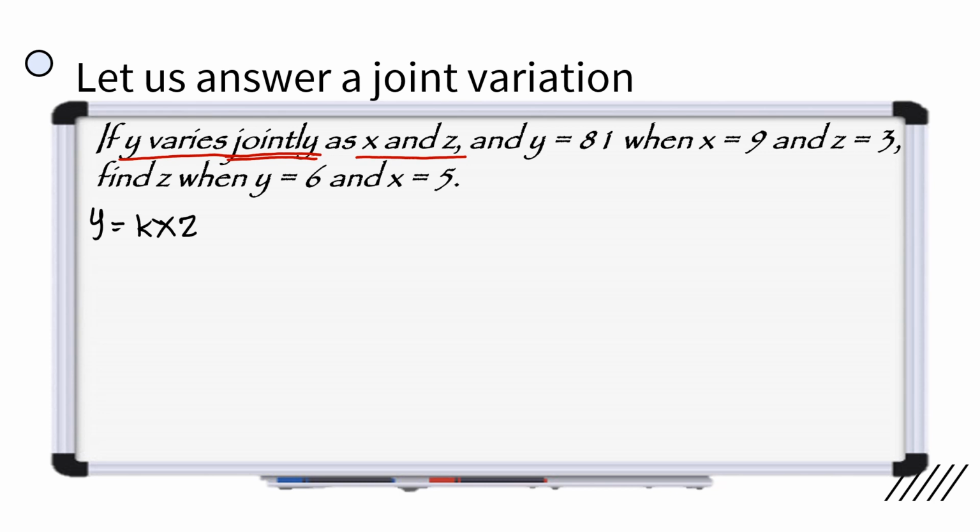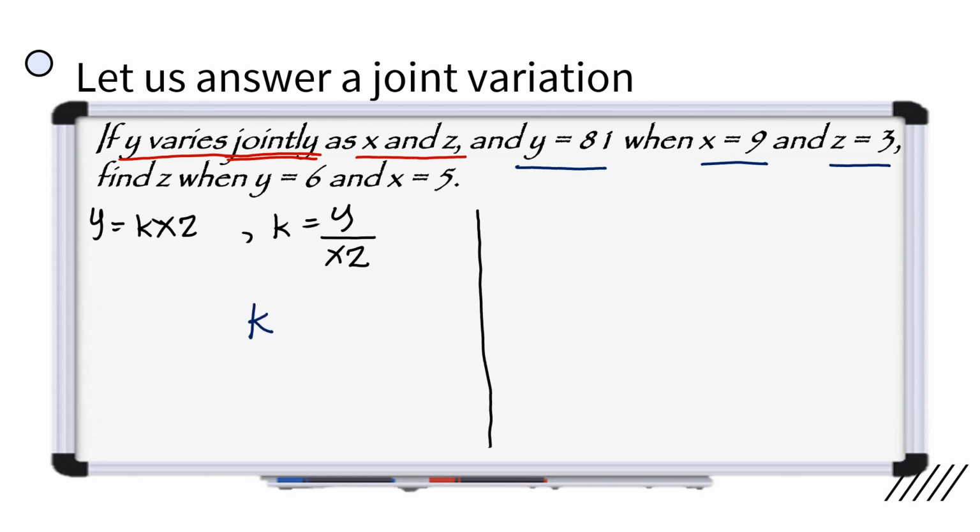So, paano ulit natin makukuha yung constant nito? So, divide natin yung x doon. So, k is equal to y over xz. Then, ang una nyong hahanapin is yung value natin ng constant. Okay, hatiin na natin. So, we have here y is equal to 81 when x is equal to 9 and z equals to 3. So, dun muna tayo. So, we need to find your constant.